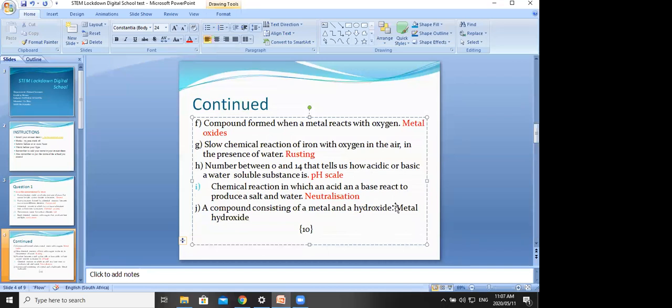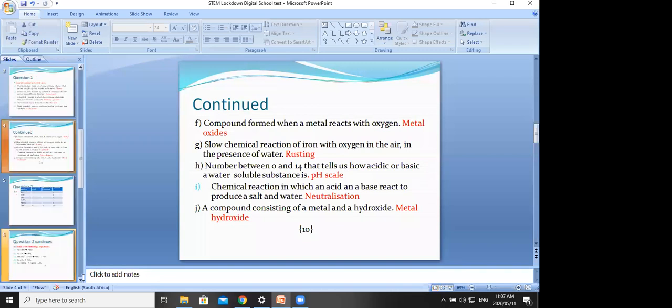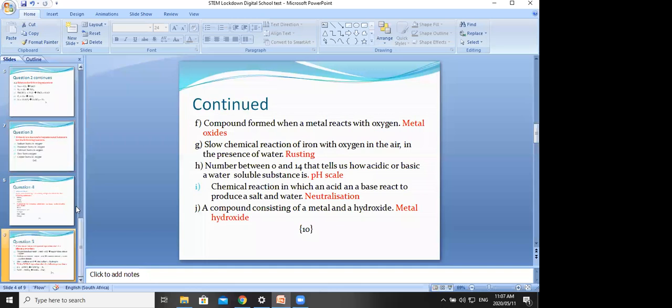Are we clear, grade 9s? Are you clear? Yes, sir. So those were the answers that were expected from you, and then you would get 10 out of 10. Remember, I told you that it is important for you to know the scientific terms. Sometimes you'll find these questions in your multiple choice, but because of time, I did not include a multiple choice in our questions. Let us go to question 2.